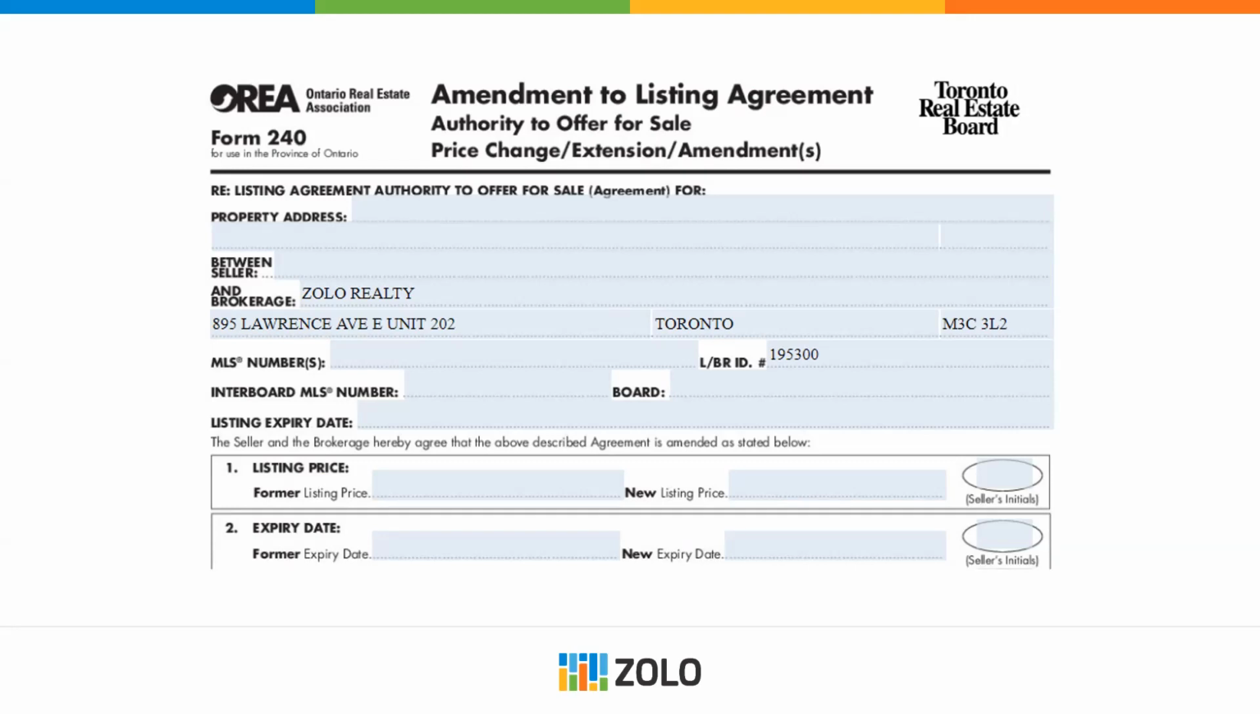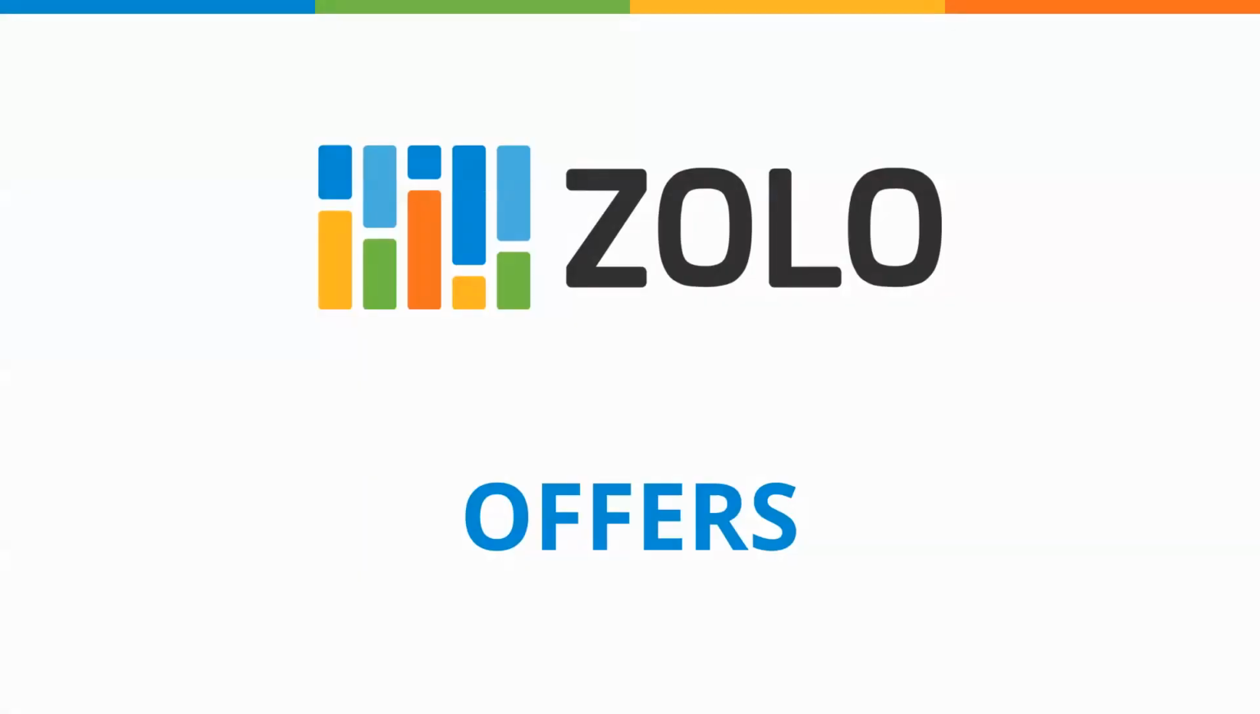Maybe you did have a conversation with the seller and you agreed, but you still need to have this form prepared. So it's the amendment to listing agreement. If you're changing the price, please make sure that you have this in place. You will need to submit it to the deals department when the time comes. So definitely making sure you have all your paperwork in order.